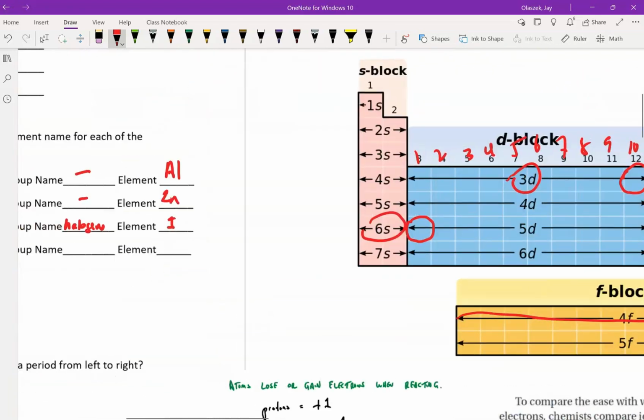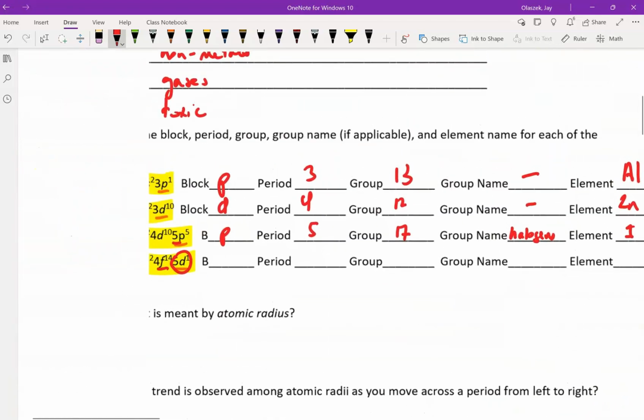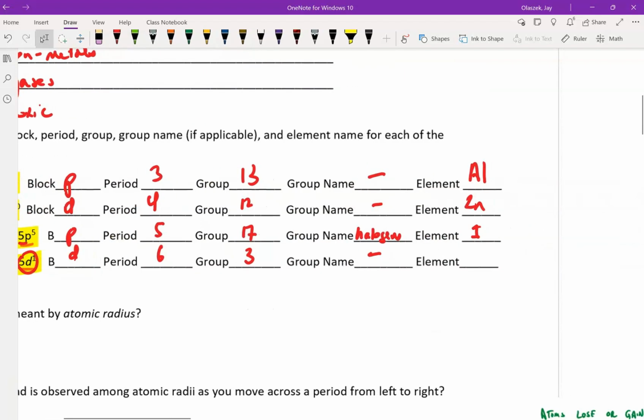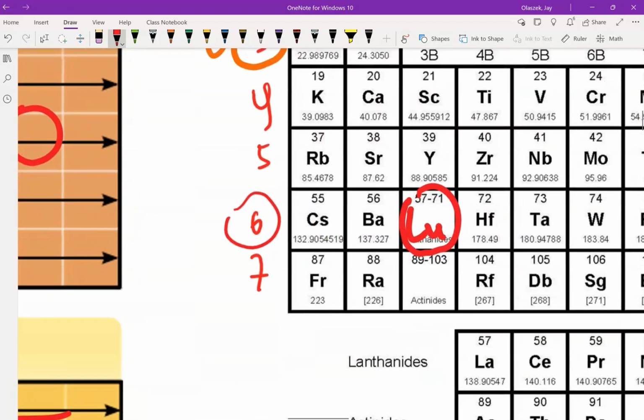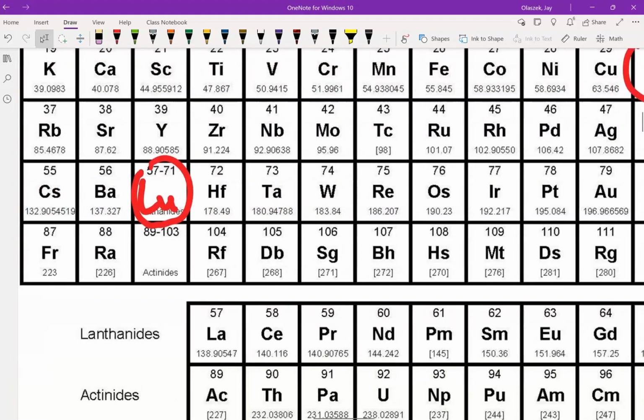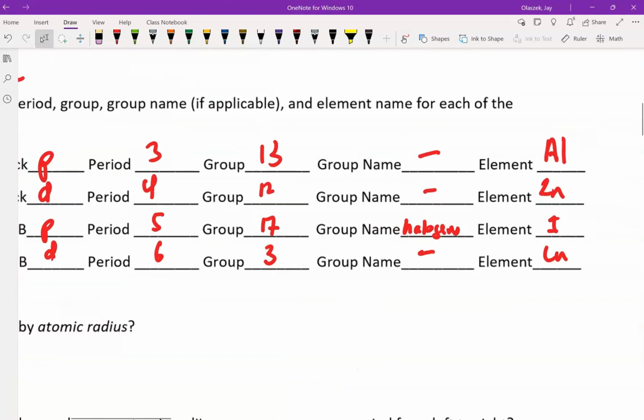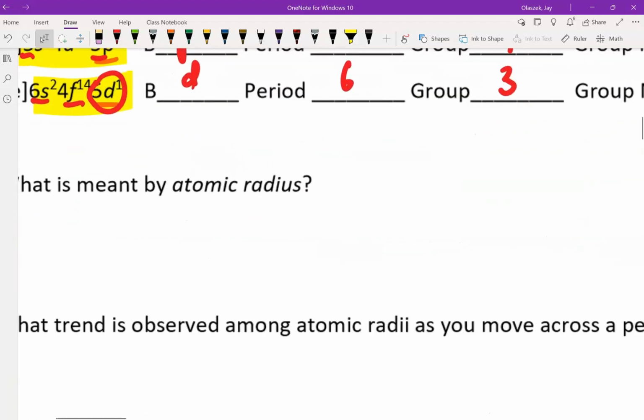We don't know what its name is. We do know it is in, because it's ending in d, the D block. It's in period 6. It's in group 3 because it's d1. Doesn't have a name, and it is Lu. Doesn't say. We'll say it's lutetium or something like that. We don't really care. We're just interested in the name.